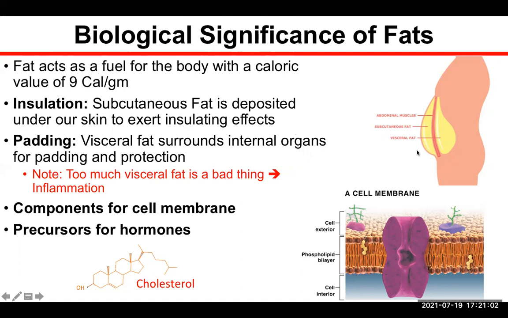Whereas we have another kind of fat, the visceral fat, which is going to act as padding for our internal organs. And it's going to protect the internal organs as we move. But it is important to note that too much visceral fat, the one surrounding all the organs, is not a good thing.